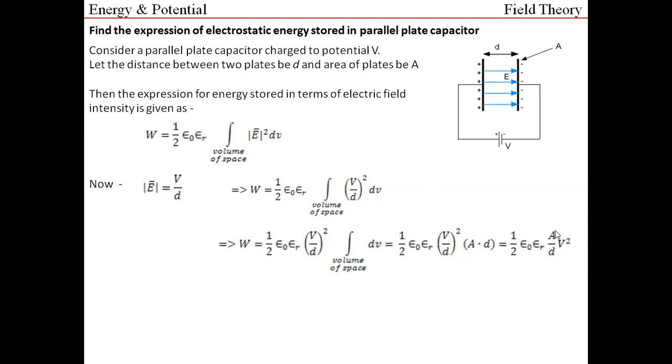Epsilon 0, epsilon r, the area of the plates and the distance between the plates are all constants. If we represent this constant by the letter capital C, which we use for capacitance, so C is equal to epsilon 0 epsilon r A by d, then energy is basically 1 half C V square. And this is precisely the relation that we know for energy stored inside a capacitor.